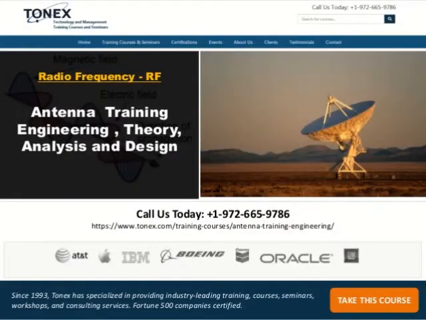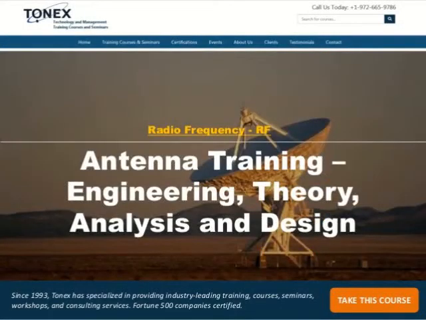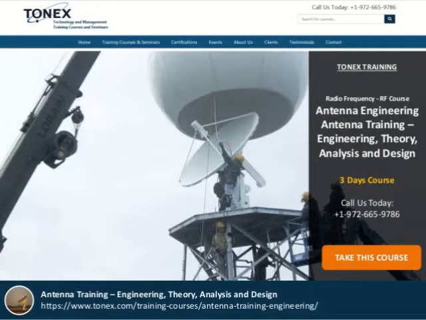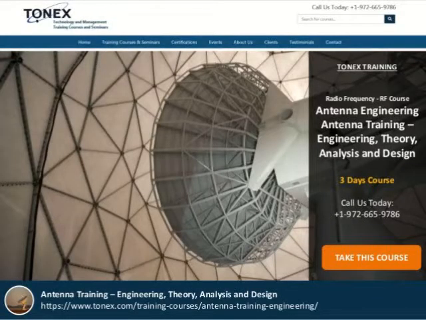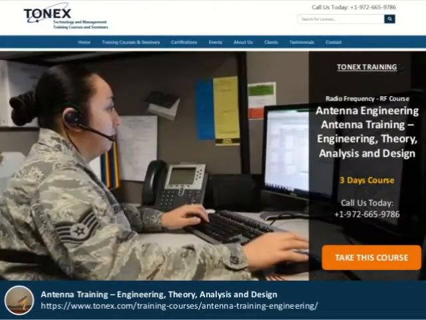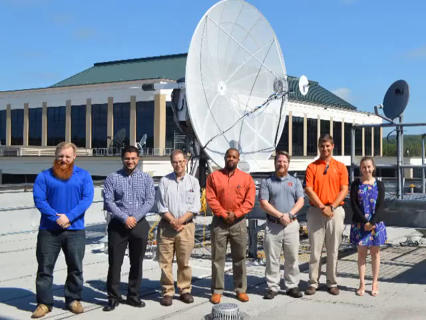Antenna Training course by TONEX covers all aspects of engineering, theory, analysis and design, and covers all the necessary topics related to antenna theory and antenna array theory. Learn about a wide variety of antenna concepts and propagation topics. The Antenna Training course is both a theory course and a hands-on course where all the attendees will make their own antennas. TONEX will provide all the material and equipment for testing.